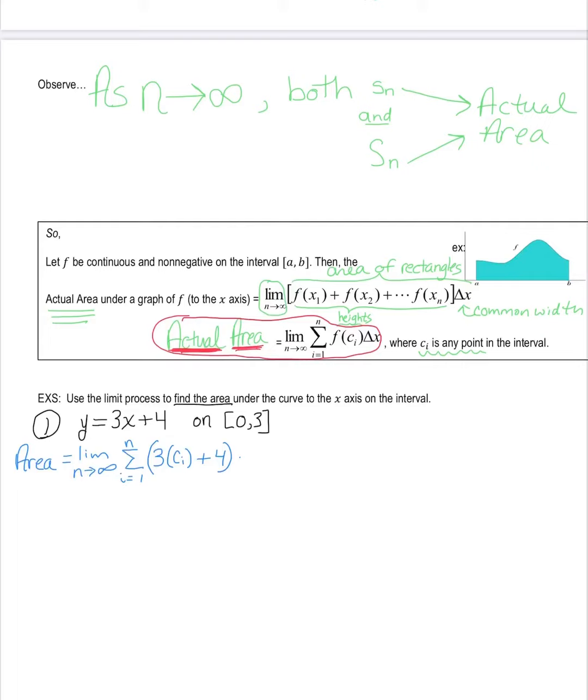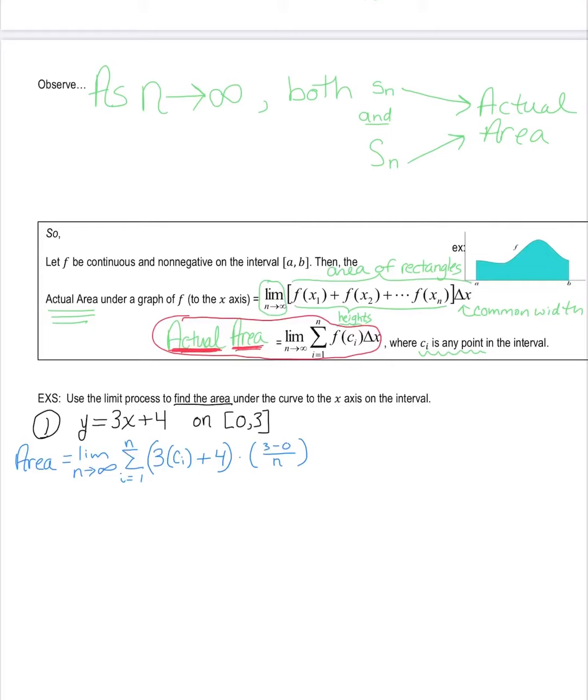Delta x, of course, we should remember, is b minus a over n. Now remember, in this case we don't have a specific n because we're going to let n go to infinity. Okay, so what do I really need here to be able to take this a step further?